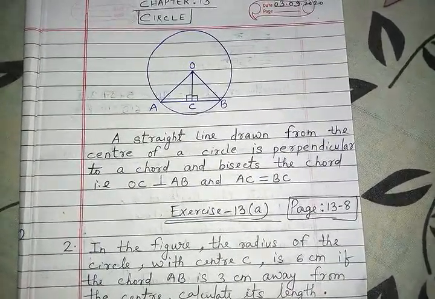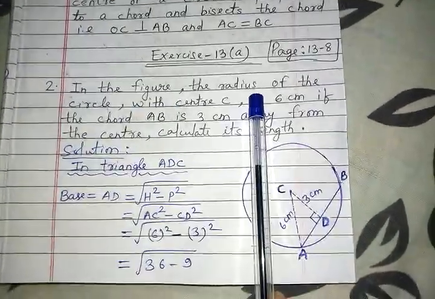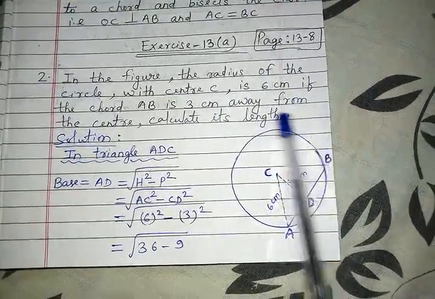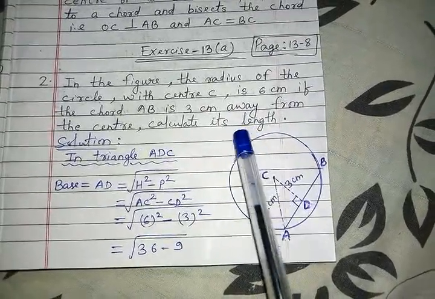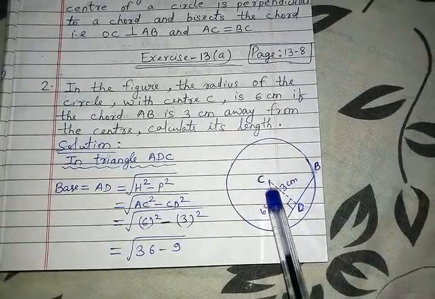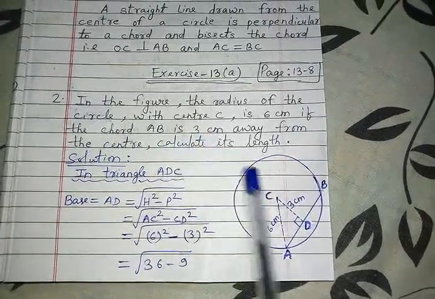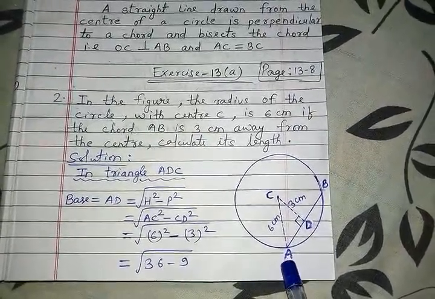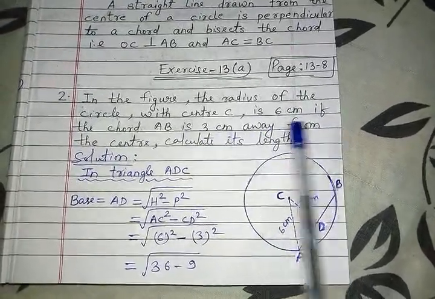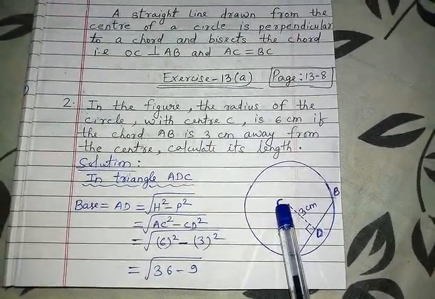Based on this theorem, we will start a question. In the figure, the radius of the circle with center C is 6. So this is the circle, the center is C and its radius is 6. Here you can see I have drawn a line from C to A. This is the radius, 6 centimeters. And the chord AB is at a distance of 3 centimeters from the center.